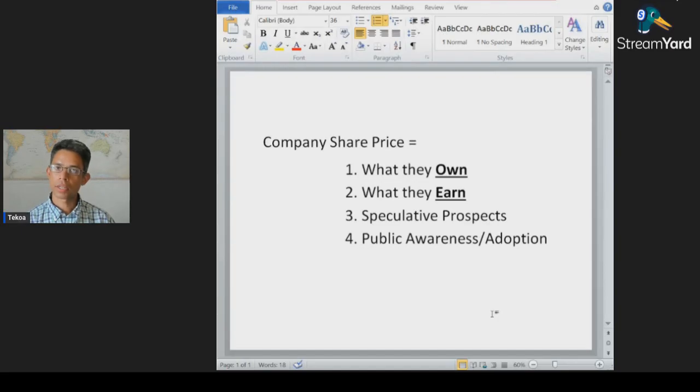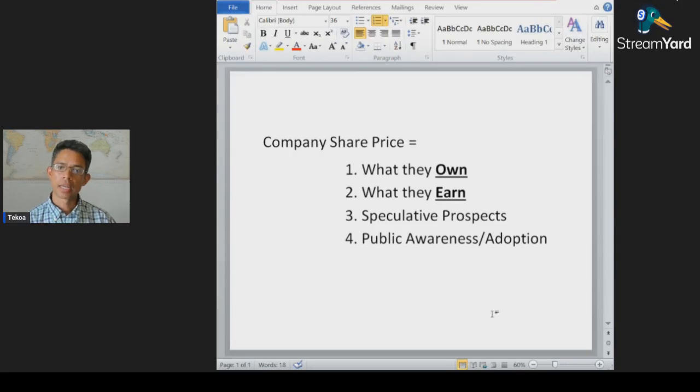And then two is what do they earn? They might not own very much. They might only own some telephones and desks if they have a large sales staff. But what they earn might show up on the income statement, and it could be quite large. So a person might look at that income statement and come up with a multiple as to what they think the company might be worth based on what they earn, as opposed to what they own.